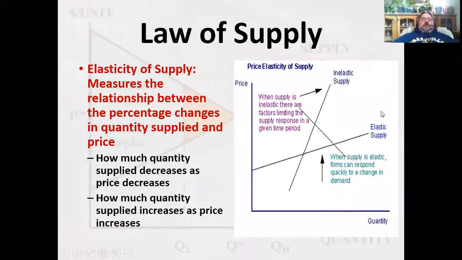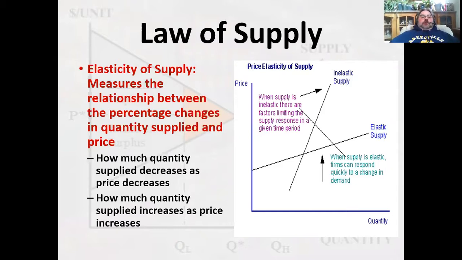So when we talk about elasticity of supply, as I alluded to, it measures the relationship between the percentage changes in quantity supplied and the percentage changes in price. Again, very similar to how elasticity of demand worked. So we're going to look at how much the quantity of supplied items decreases as the price decreases, and how much the quantity supplied increases as the price increases.